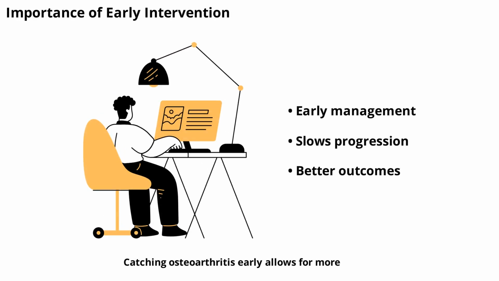Catching osteoarthritis early allows for more effective management and can slow progression. Early intervention includes lifestyle changes, physical therapy, and sometimes medications to control symptoms. Recognizing early warning signs and seeking medical advice promptly can make a significant difference in long-term outcomes.